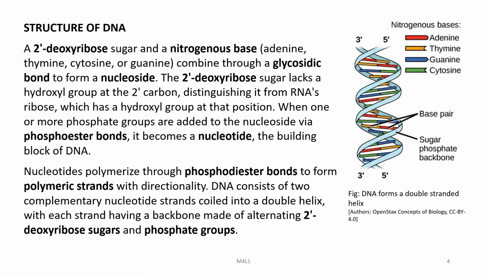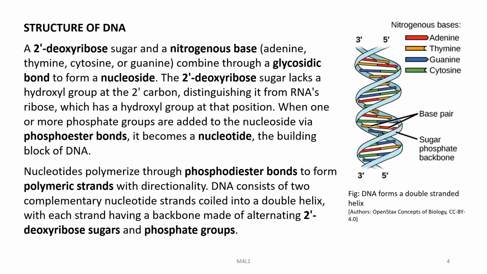Some simple molecules like 2-deoxyribose sugar combine with nitrogenous bases like adenine, thymine, cytosine and guanine through a glycosidic bond to form a compound which we call a nucleoside. The 2'-deoxyribose sugar that takes part in this reaction lacks a hydroxyl group at the 2' carbon, thereby distinguishing it from RNA's ribose sugar, which has a hydroxyl group at that position.